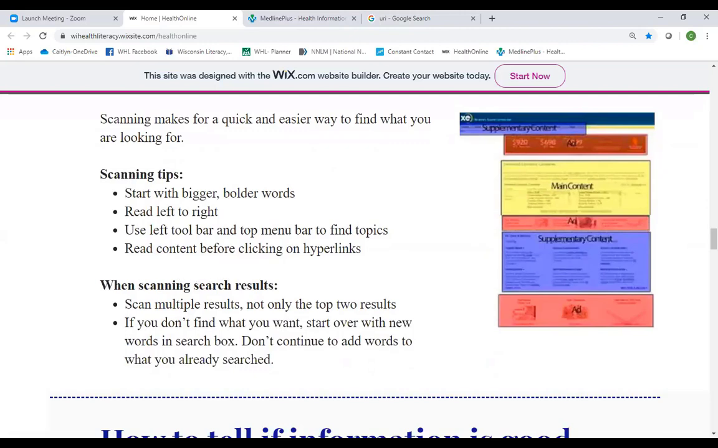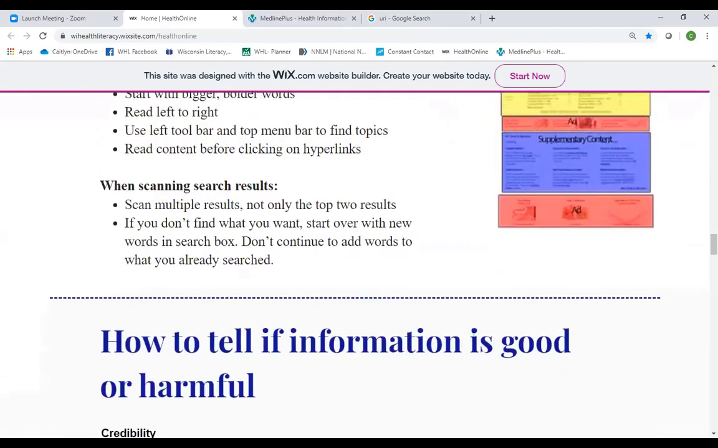Then we talk about scanning those search results, and not just picking up on the top 2 results, because why are those results at the top of the page? Are they really the best information, or is it just on the top because that's how Google's tracking it, because it's the most searched website? Was it an ad, or is it because it's really good information? So those are the things we make them question, what they're clicking on and what they're looking at.